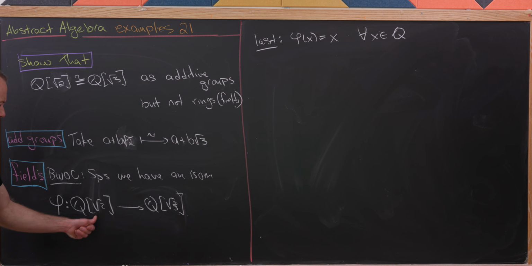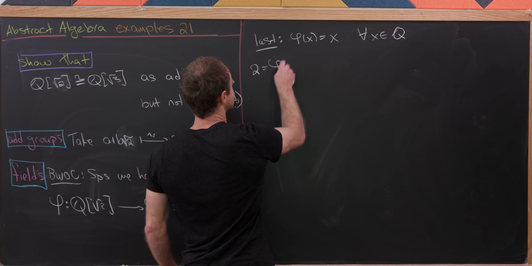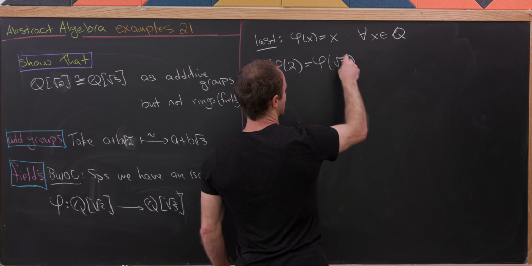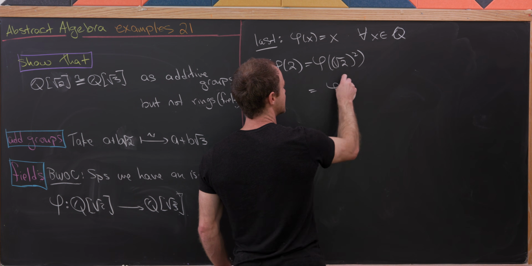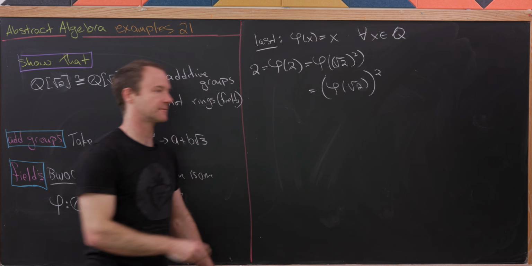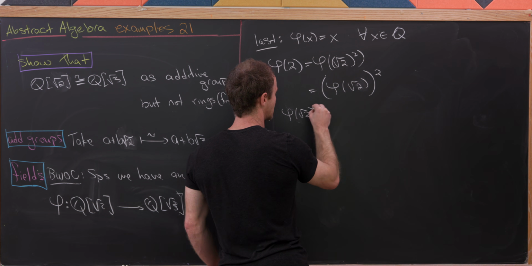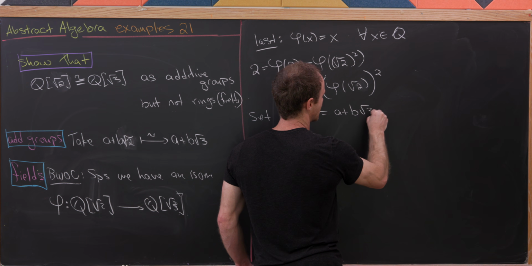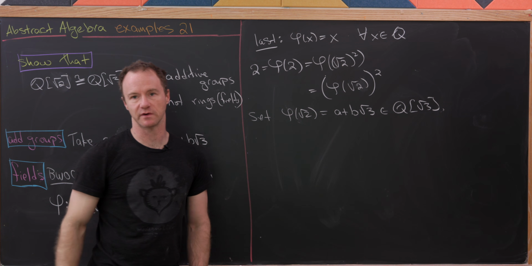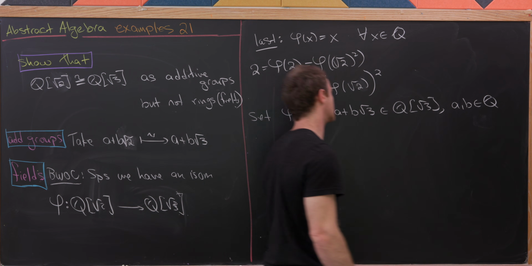Now let's see what might happen to the square root of 2 and see where things go wrong there. So notice we'll have 2 is the same thing as phi of 2 from this rule up here, but that's the same thing as phi of the square root of 2 quantity squared, but that in turn is the same thing as phi of the square root of 2 all squared. Okay, but now let's set phi of the square root of 2 equal to a plus b times the square root of 3. We know that it'll be of that form because it's inside of Q adjoin root 3. The important thing here is that a and b are inside of Q.